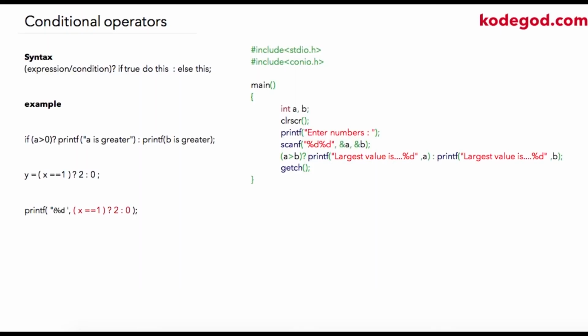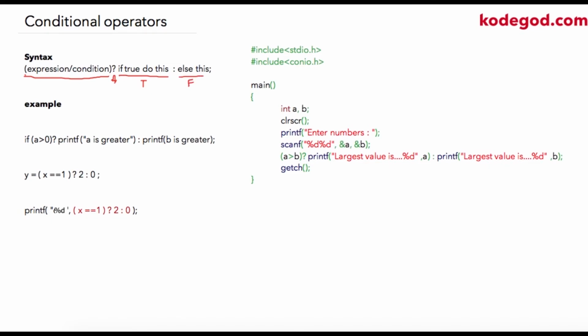Now we're going to learn about conditional operators. The syntax for the conditional operator is: inside parentheses, you write your expression or condition, and after the parentheses a question mark is compulsory. If the condition is true, this will get executed. And if the condition is false, this will get executed.